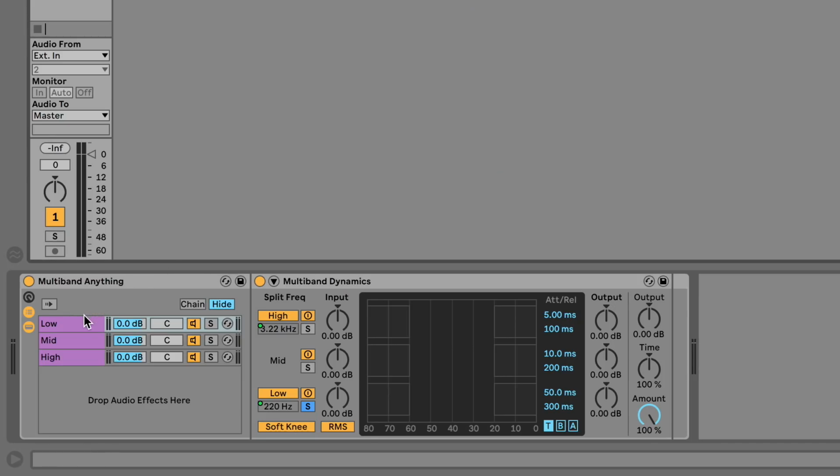Frequency splitting in Ableton. Most people do it in a technically incorrect way. Is that true? Yes. Let me explain.